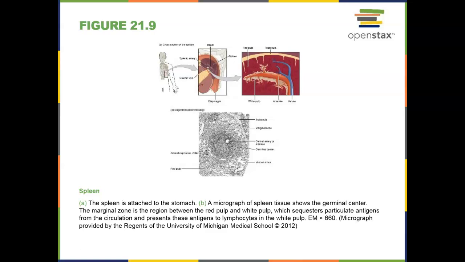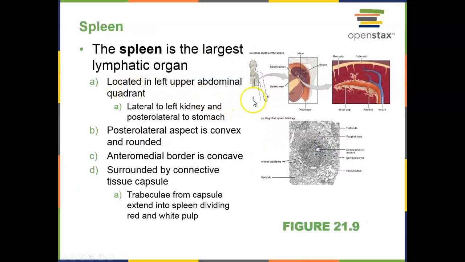The spleen has a red and a white pulp. The red pulp is actually an area where damaged red blood cells are going to move to die. And then we have white blood cells, macrophages, that break down those red blood cells. The spleen is also a site where we can harbor extra red blood cells for when we need them quickly. The spleen is the largest of our lymphatic organs.